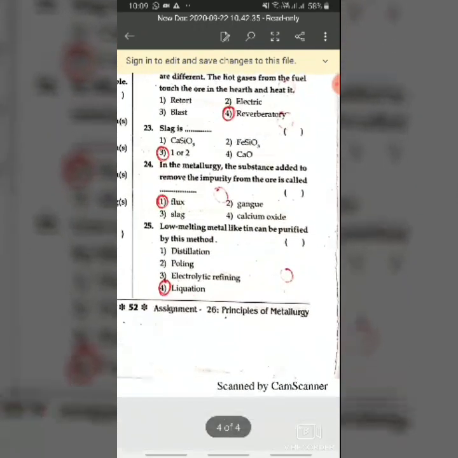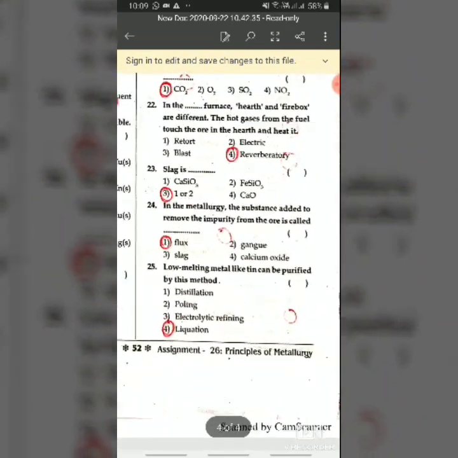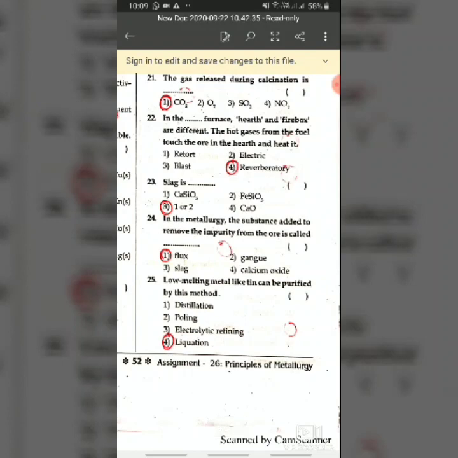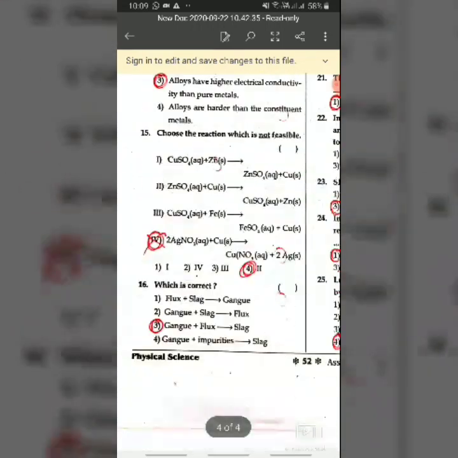In metallurgy, the substance added to remove the impurity from the ore is called nothing but flux. Option 1. Low melting metal like tin can be purified by this method, that is liquefaction. Option 4. Thank you.